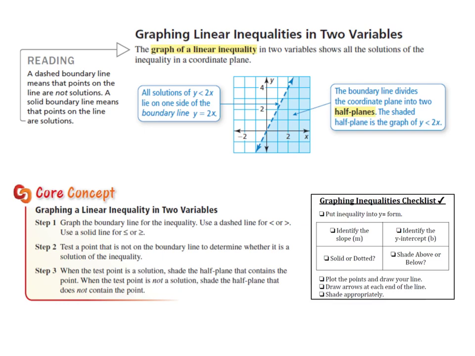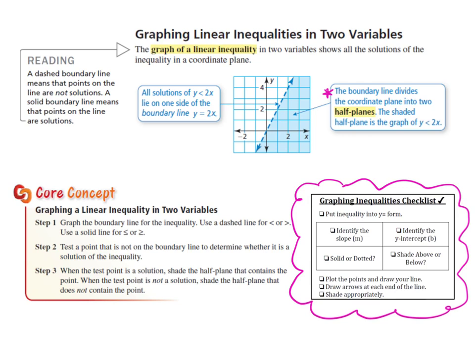The boundary line, if we read here, it says the boundary line divides the coordinate plane into two half planes. So we're going to graph our boundary line, but then we have to decide which half of the graph to shade. Right? The steps we're going to use are first putting the inequality into y equals form, right? And really following this checklist here is probably more helpful than looking at that core concept box. Right? So let's go ahead and look at some examples following that checklist.